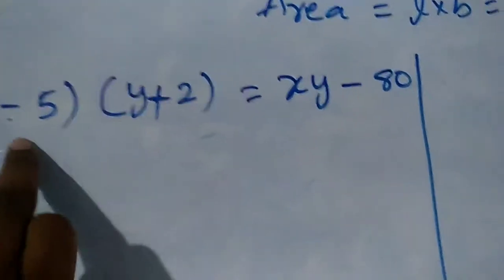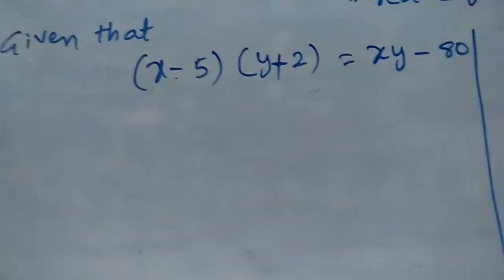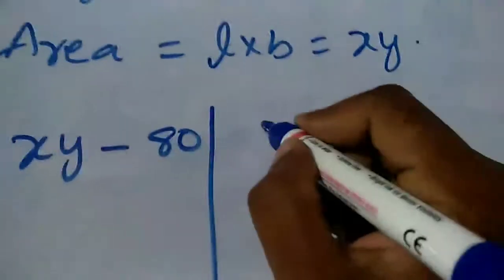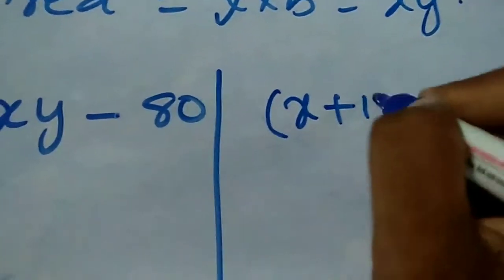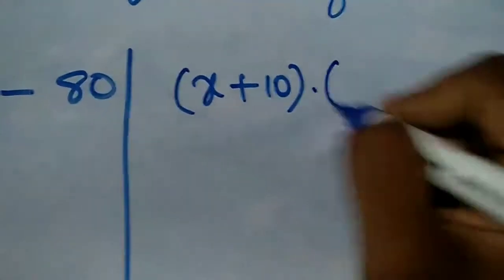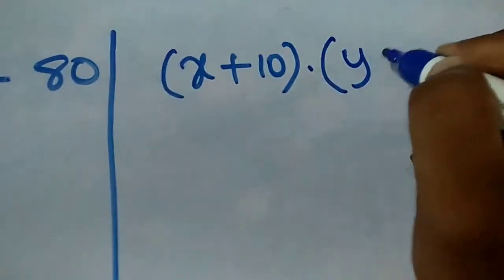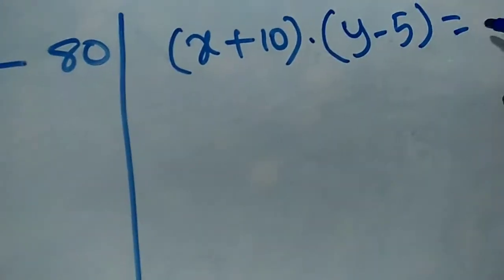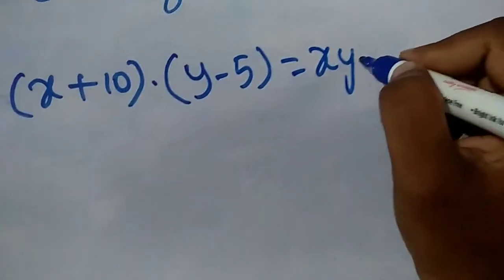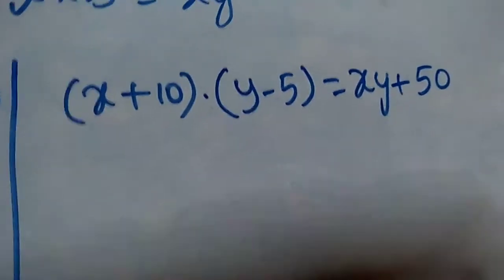Okay, so first condition is length is reduced by 5 units, breadth is increased by 2 units. Then area means L into B is equal to xy minus 80. Okay, next another condition is length is increased by 10 units. So x plus 10, length is increased by 10 units, into breadth is decreased by 5 units. So y minus 5 is equal to xy plus 50, area is increased by 50 square units.